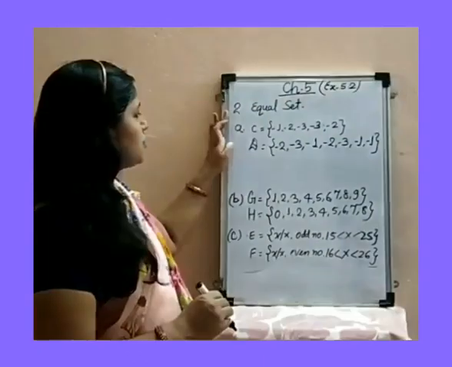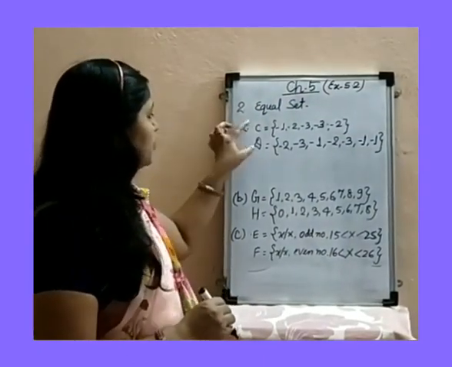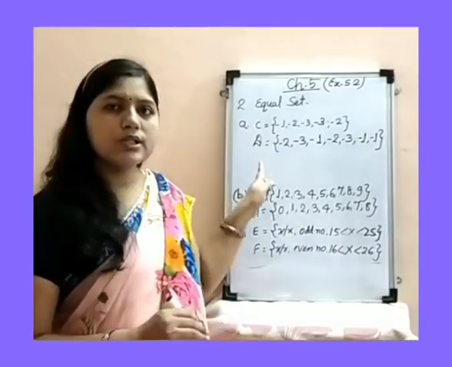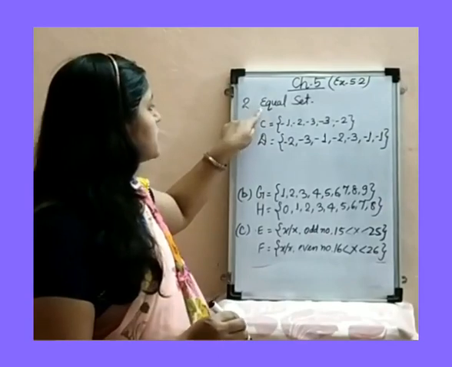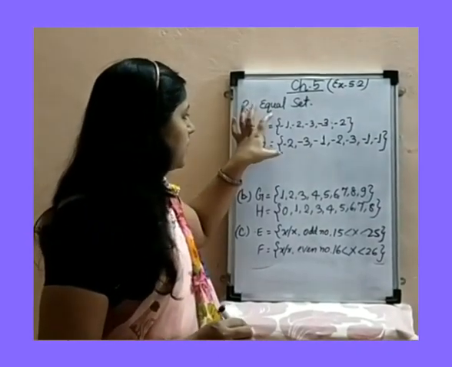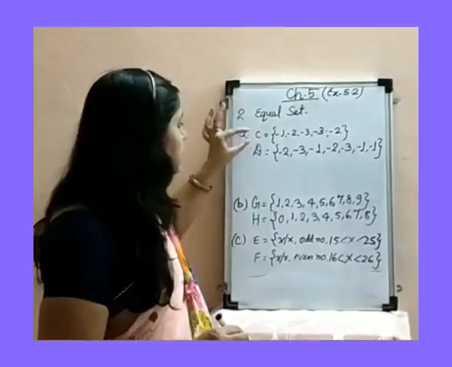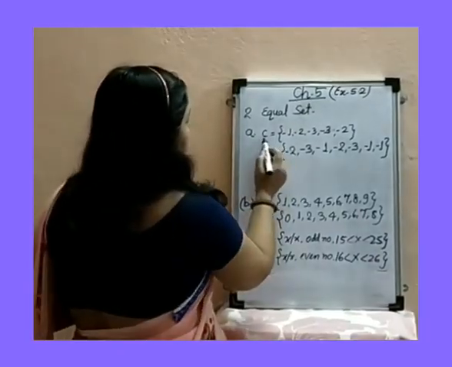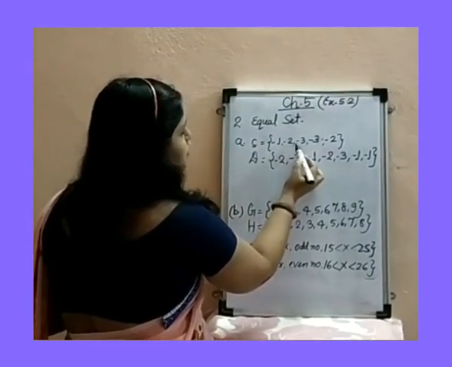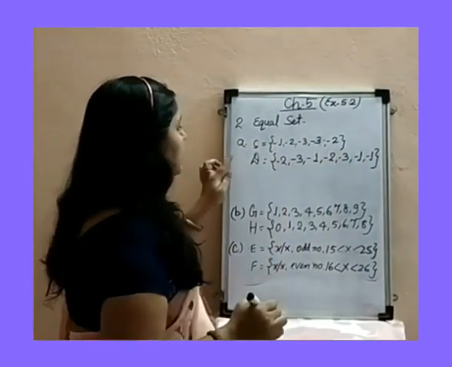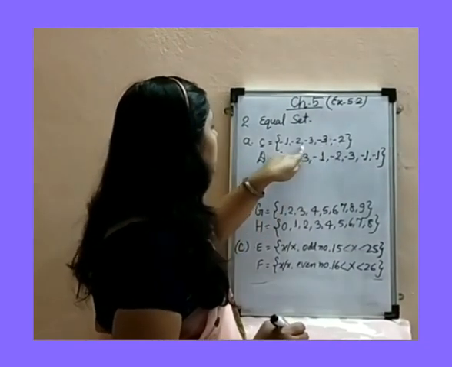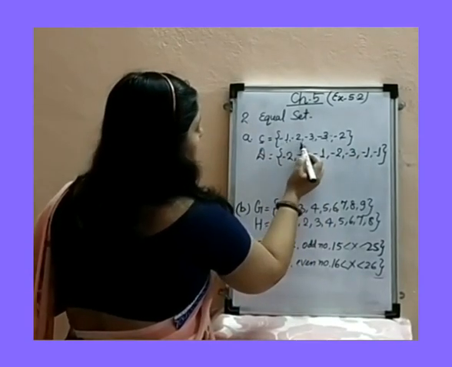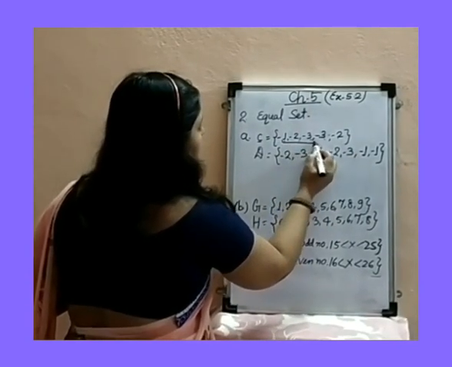Now question number 2. We need to identify which pair of sets are equal sets. Equal sets I have already explained. For equal sets, every element of C should be in D. So set C equals -1, -2, -3, -3, -2. I told you these numbers are repeated here. In a set, numbers should not be repeated. It will be -1, -2 and -3 only.